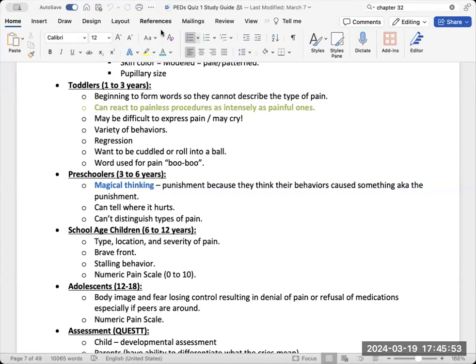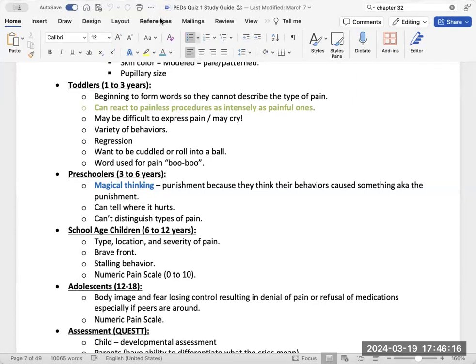So they can react to painful procedures, and they can make something like a little IM injection seem intensely painful. A toddler can overexaggerate it. It may also be difficult for toddlers to express pain, so they just cry when they're in pain. They'll have a variety of behaviors.